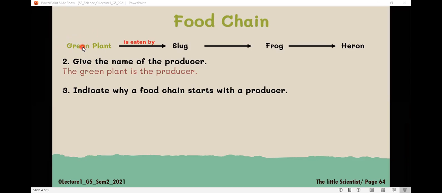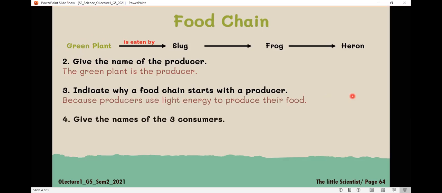Excellent job. They do photosynthesis. They make their own food and their own energy. We cannot put anything before the producers because there is no other organism that gives the green plant its energy.